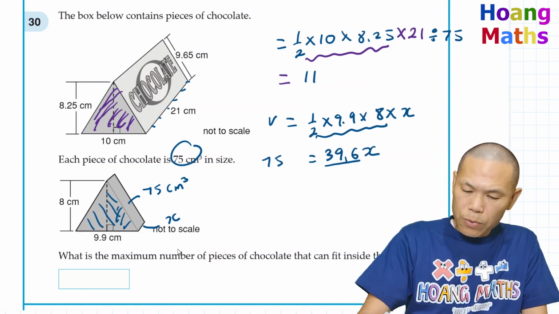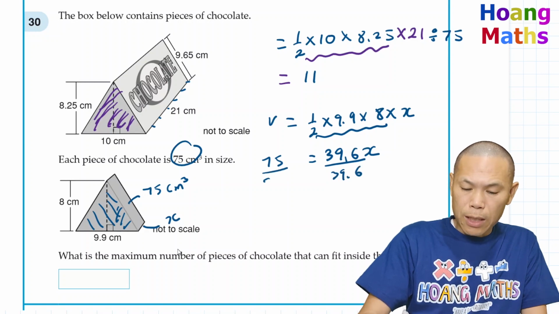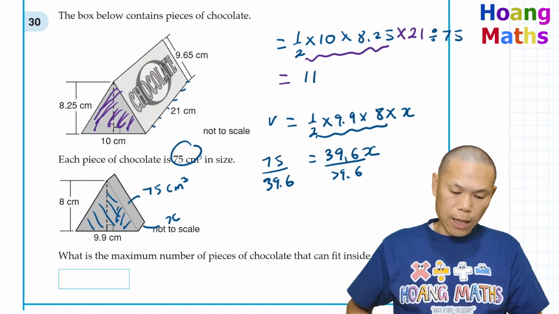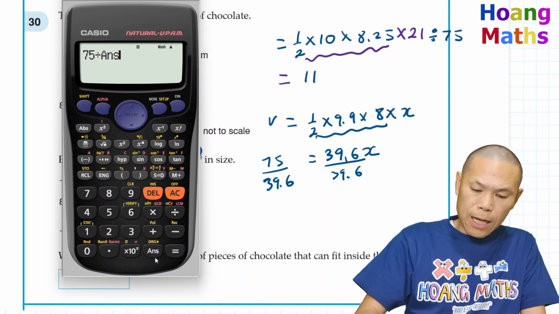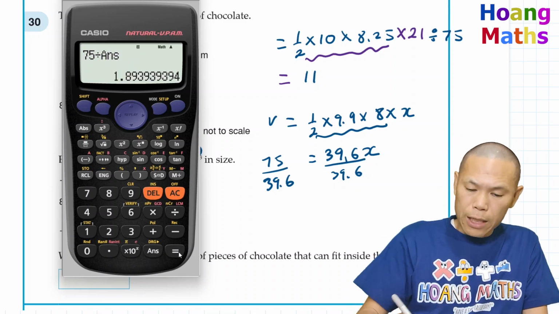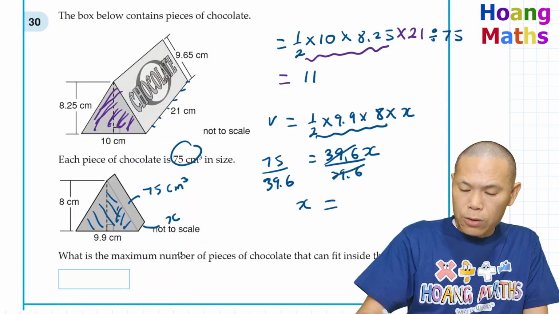So I just get rid of this by dividing by 39.6. Let me just put it on a calculator. So I just go 75 divided by the answer, that is 39.6, okay? So 1.89 and so on. So this x here is equal to 1.89 and so on.